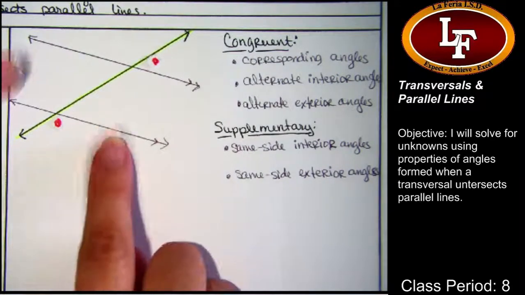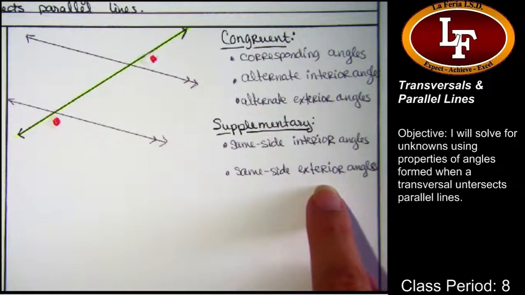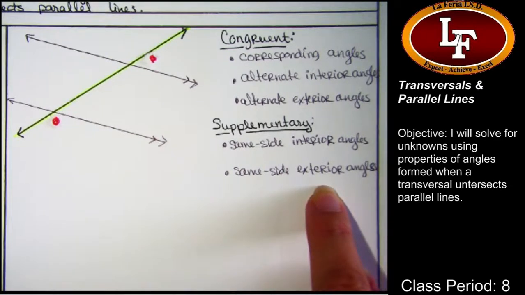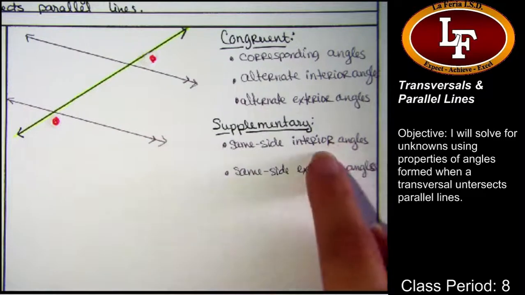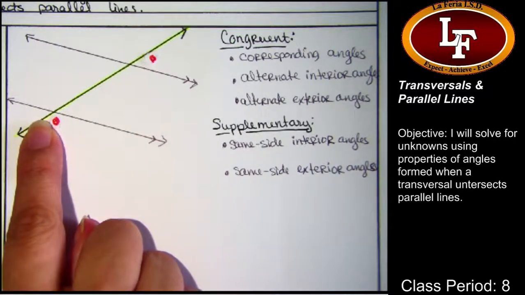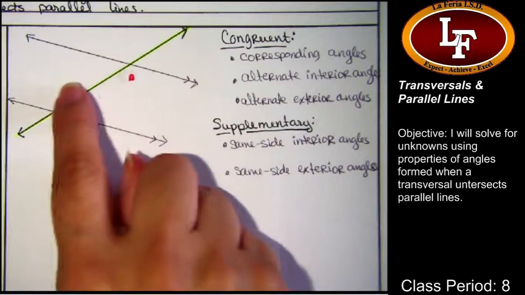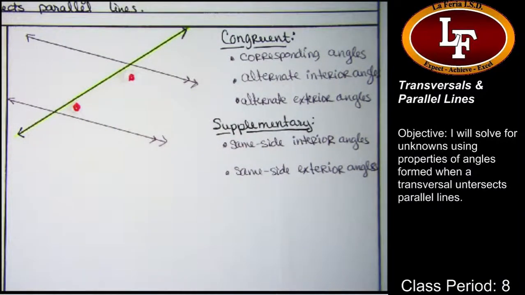You can either redraw this. This, what is it? Exterior. Exterior, yes. This is the outside. So where do you think the same side interior are going to be? Inside. Inside, she says. On the inside. So I'm going to take my red dots and I'm going to squish them into the inside. That's what it's going to look like for same side interior.